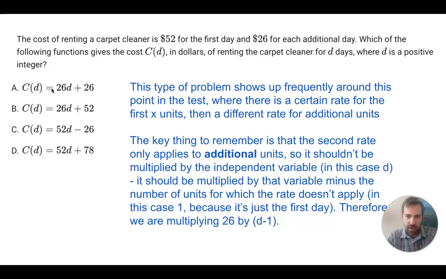So just keep in mind that when they're giving you one rate for the first X, and then changing the rate, that amount that they're charging for the additional ones, after the rate changes, should only be applied to the additional units. So that's the variable, in this case D, minus whenever that change occurs. So in this case, it occurs after the first day, but if they said it's $52 for the first 5 days, then we'd be doing D minus 5, right, instead of D minus 1. So just keep that in mind if you see a similar problem.